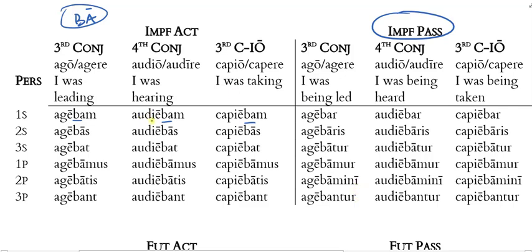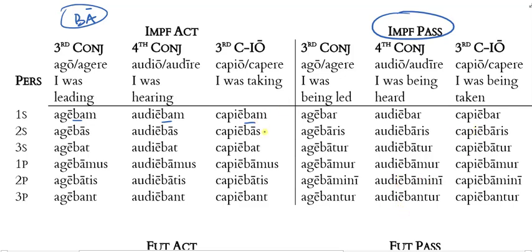With audiebam, I was hearing, just switching that M for an R. Audiebar for a fourth conjugation. So let's read that. So I was being heard. Audiebar, audiebaris, audiebatur, audiebamur, audiebamini, audiebantur. So I, you, he, she, it was being heard. We, y'all, they were being heard.